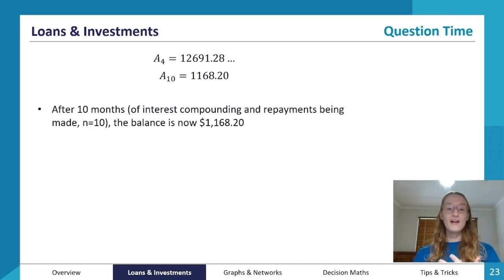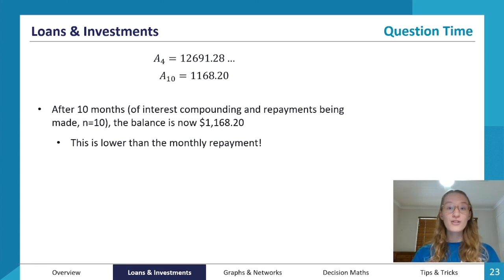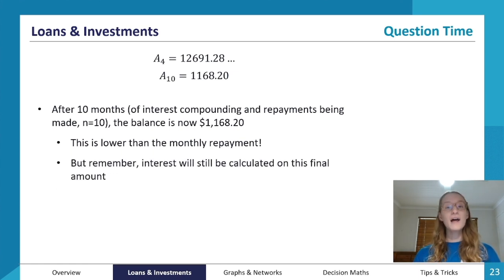They're only left owing $1,168.20, which is lower than the monthly repayment. They're repaying $2,000 a month. So we know that this month is going to be the month that they're able to pay out their loan. But this is a step that quite a lot of people forget to do because it's a little bit tricky to think about it in your mind. What we actually need to remember to do is apply interest to this final amount, because it's not like the bank's just going to say, oh, don't worry about paying interest on the last one. No, our formula still applies.